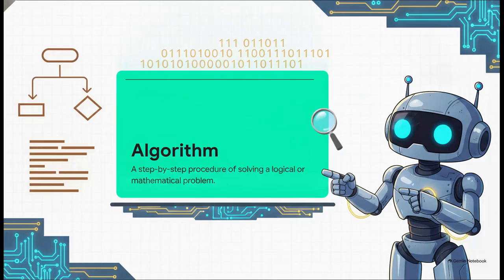So, here is the absolute crucial takeaway. An algorithm is a step-by-step procedure of solving a logical or mathematical problem by dividing it into proper sequential steps. Now, I know that definition might sound a little complex, but it's actually super simple. An algorithm is always written straight to the point, just using simple English. It's literally just a list of instructions in the correct order.